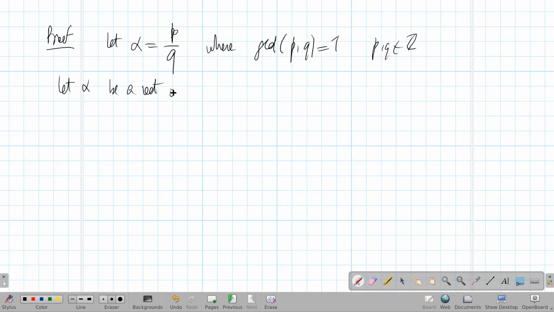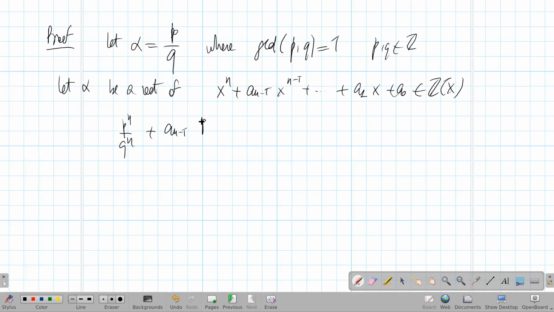Let alpha be a root of the monic polynomial x to the n plus a_{n-1} x to the n minus 1, and so on, plus a_1 x plus a_0, a polynomial with integer coefficients. So we substitute alpha and we get (p over q) to the n plus a_{n-1} (p over q) to the n minus 1, and so on, plus a_1 p over q plus a_0 is 0. Okay? So we multiply by q to the n.